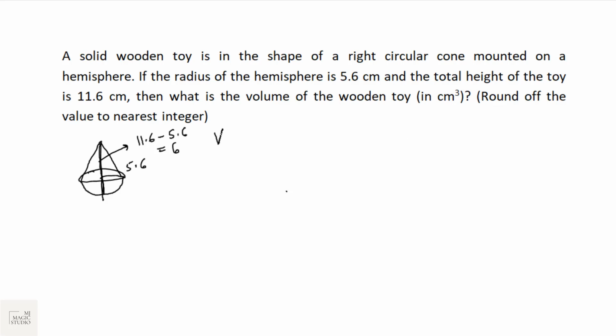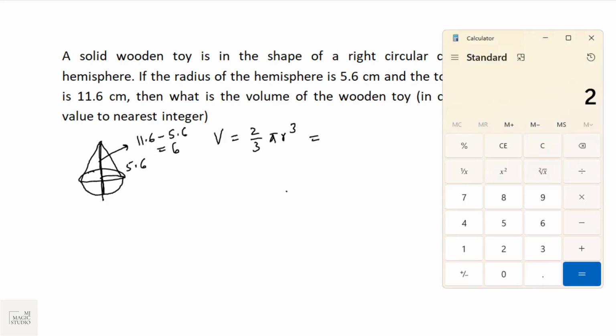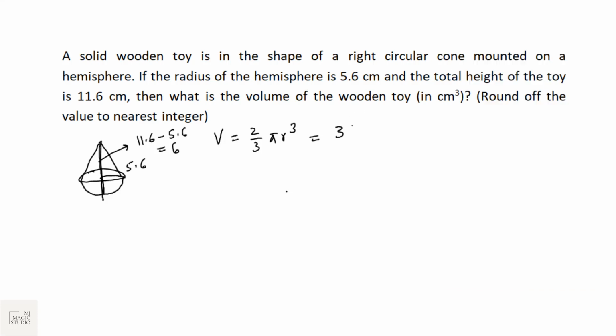So first we will take volume of hemisphere, that is 2 by 3 pi r cube. Here r is 5.6. We can use the on-screen calculator. 2 by 3 into 22 by 7 into r cube, 5.6 into 5.6 into 5.6. This will give 368. So calculator value is 368.